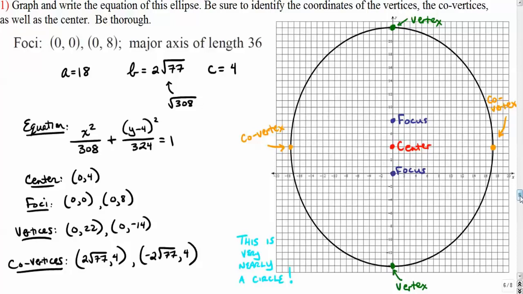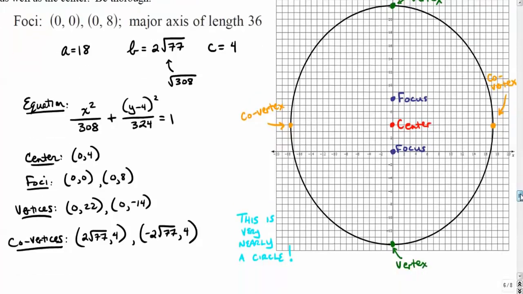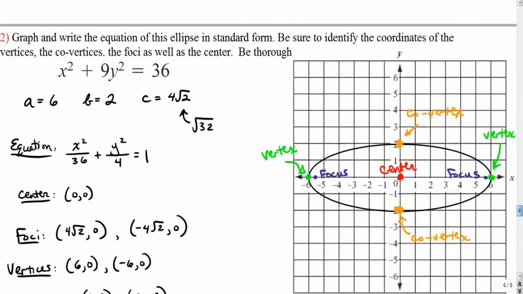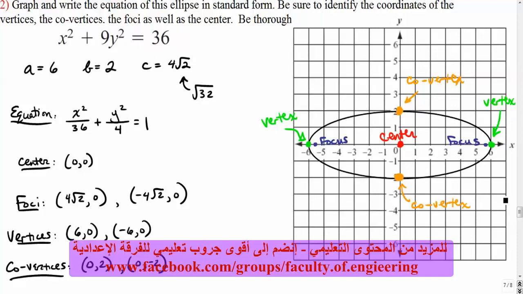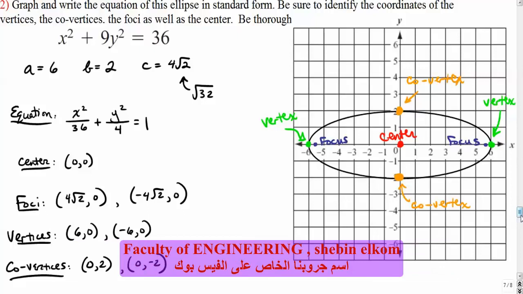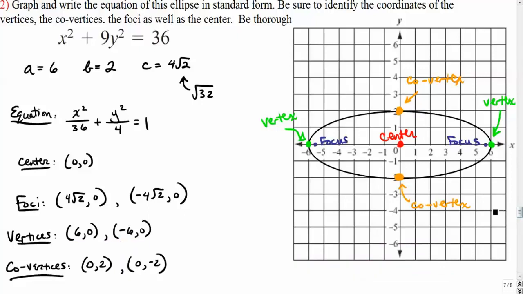Number two. Again, hopefully you tried this on your own. I'm not going to show you how to do this problem, but these are the exact values. This is the equation, the center, the foci, the vertices, co-vertices. Go ahead and pause this, check your work, write this down. If you have any questions, you can just comment on this video and I'll get back to you.